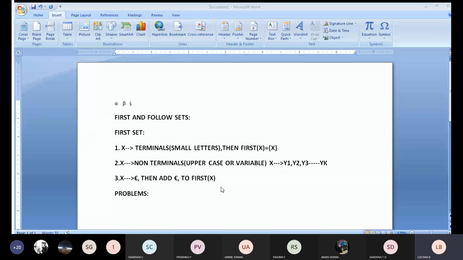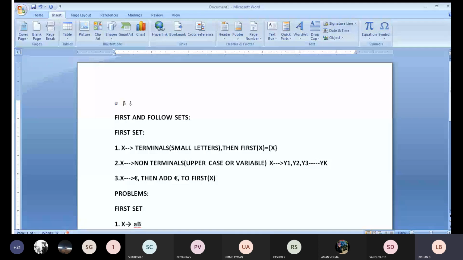First one, X implies small a. For the question we will be solving now, the problem for the first set.